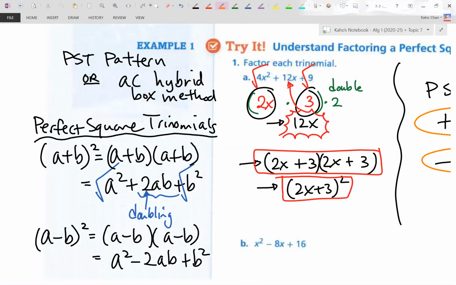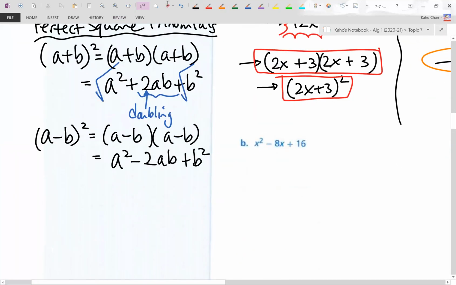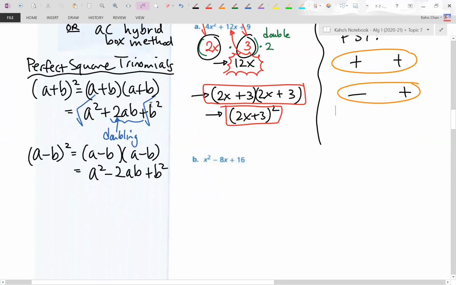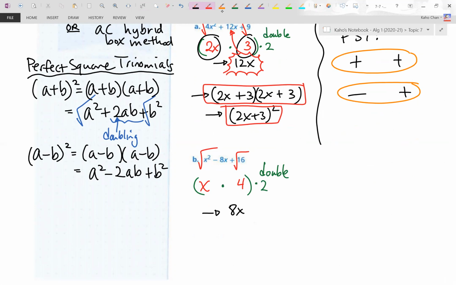All right, let's try another one. Here we go. Zoom back out a little bit so you can kind of see everything. Let's do it. Square root the first term. Nice. Square root the last term. Go ahead and double it after you multiply. Good. When I do that, I get 8x. It matches. Ding, ding, ding!